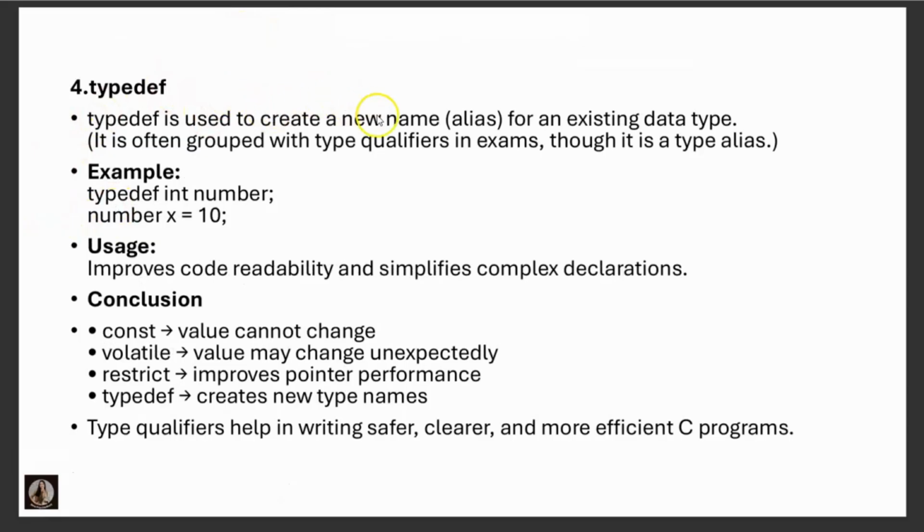And the next one is typedef. It is used to create a new alias for an existing data type. For example, typedef int number; number x = 100. It is used to improve code readability and simplifies complex declarations as well.